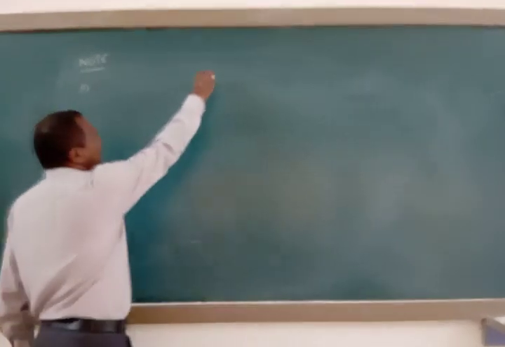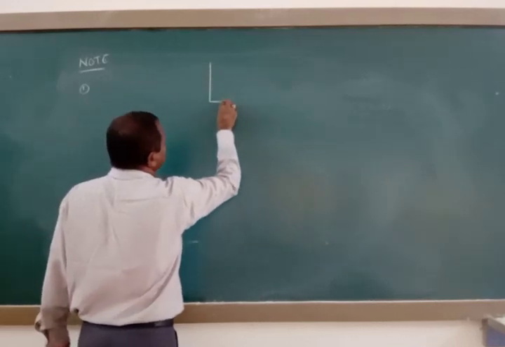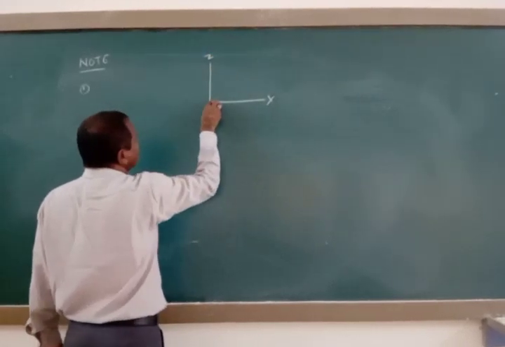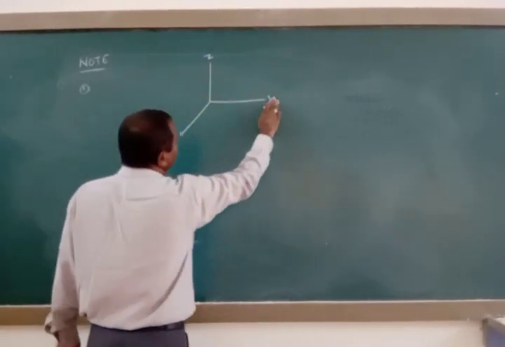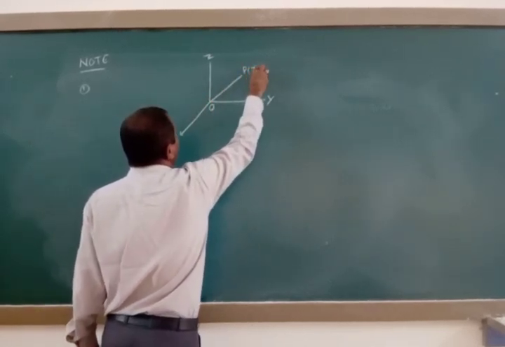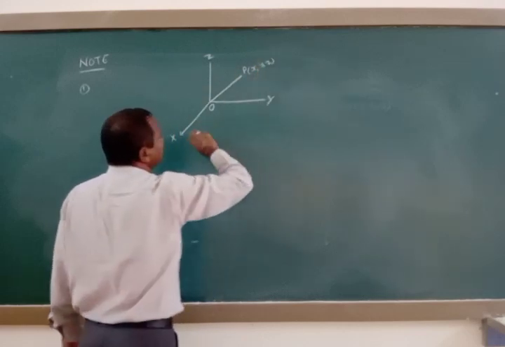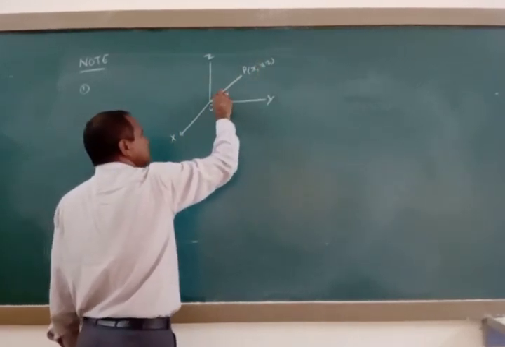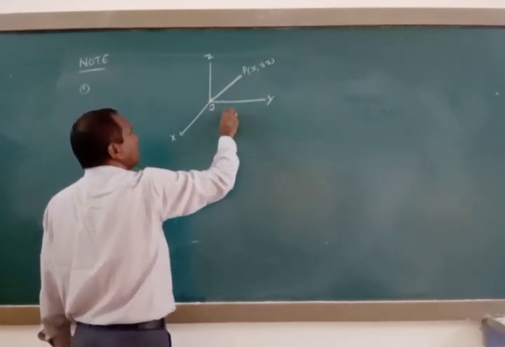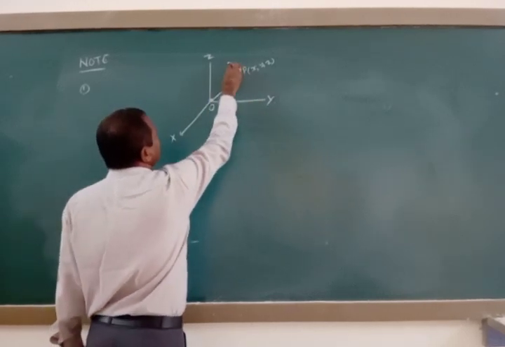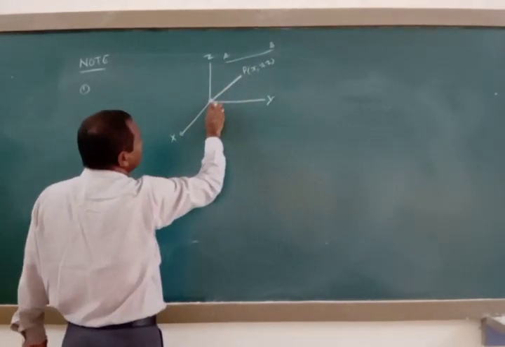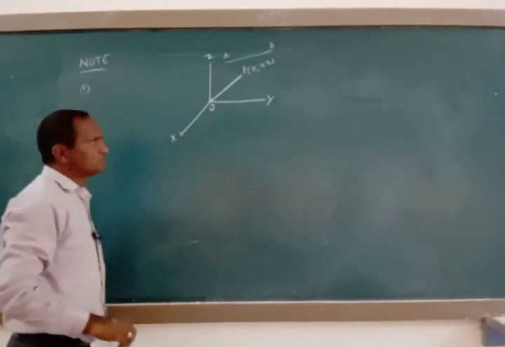For example, take the z-axis, x-axis, y-axis here. For example, OP, where P is one point (x, y, z). The distance from O to P is measured from the origin only. Or if you take one line AB parallel to an axis, for this also the distance is measured from the origin only, from A to B.